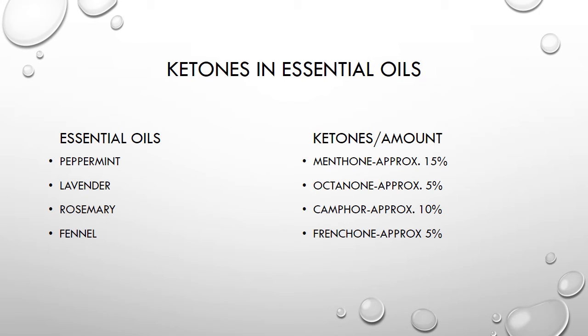These are some of the ketones that are found in some essential oils, specifically peppermint, lavender, rosemary, and fennel. And in the second column, you have the ketones that are found in that essential oil and the percentage that they're found in that essential oil.